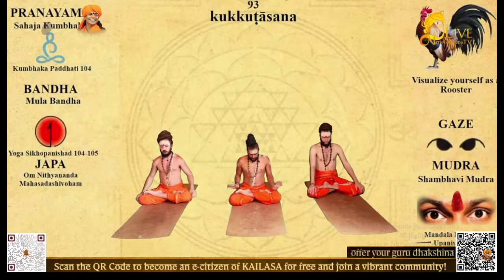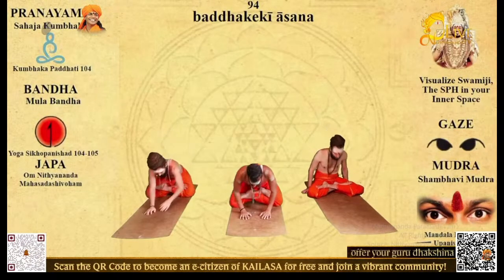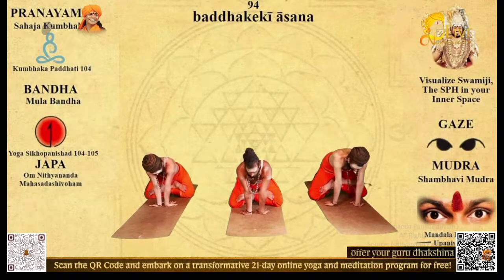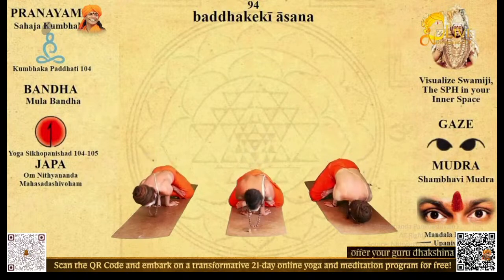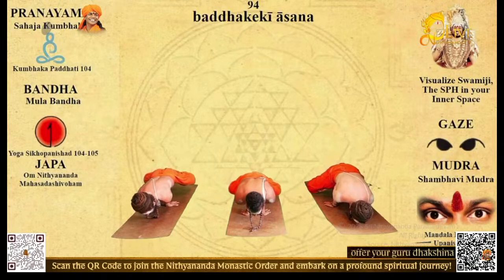Now the next asana is Baddhakeki asana. As you still be seated in the Padmasana, bring both the hands on the ground in front. Now rotate the fingers facing towards the body. Lean forward as you bring the elbows side of the navels and lift the body by lifting off the knees off the ground.